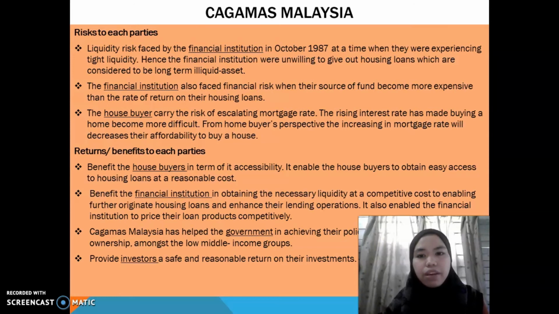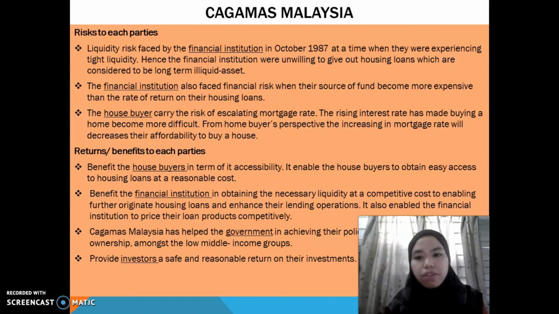Next, the house buyer carries the risk of escalating mortgage rates. The rising interest rate has made buying a home more difficult. From the home buyer's perspective, the increasing mortgage rate will decrease their affordability to buy a house. Benefit to each party. Benefit to house buyers in terms of accessibility. House buyers can easily obtain access to housing loans at a reasonable cost.